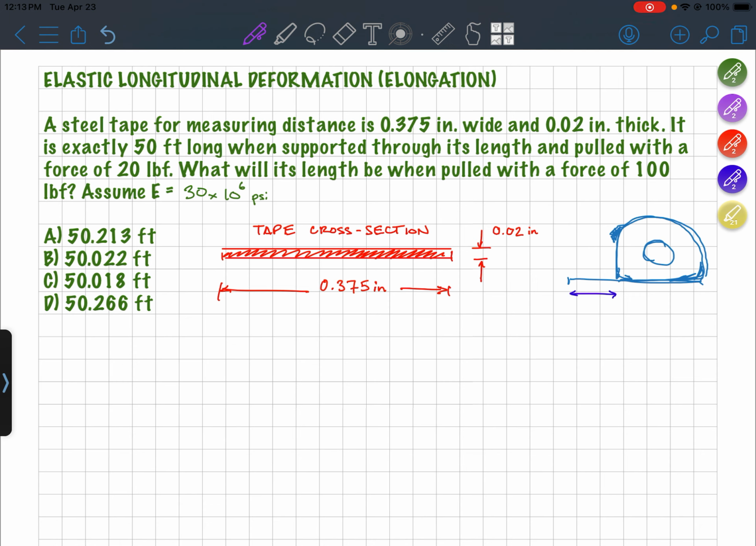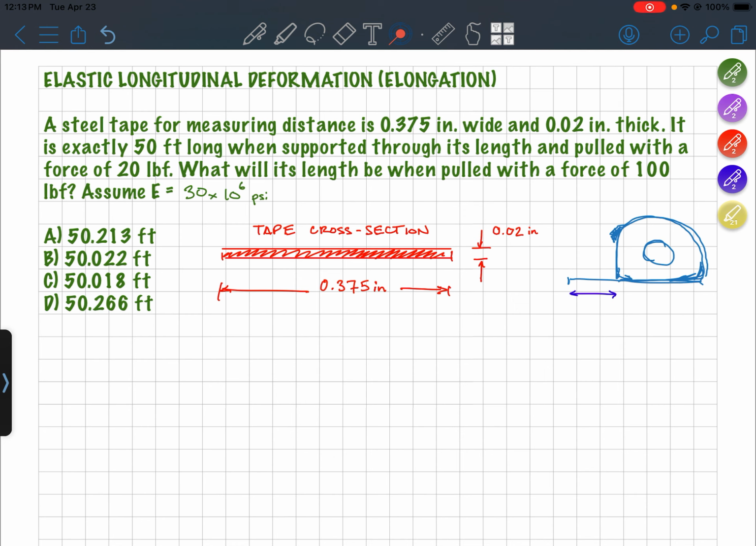It's exactly 50 feet long when supported through its length and pulled with a force of 20 pounds. What will its length be when pulled with a force of 100 pounds? Assume Young's modulus is 30 million psi. You can see we've got our answer choices here, and we've got some imagery.